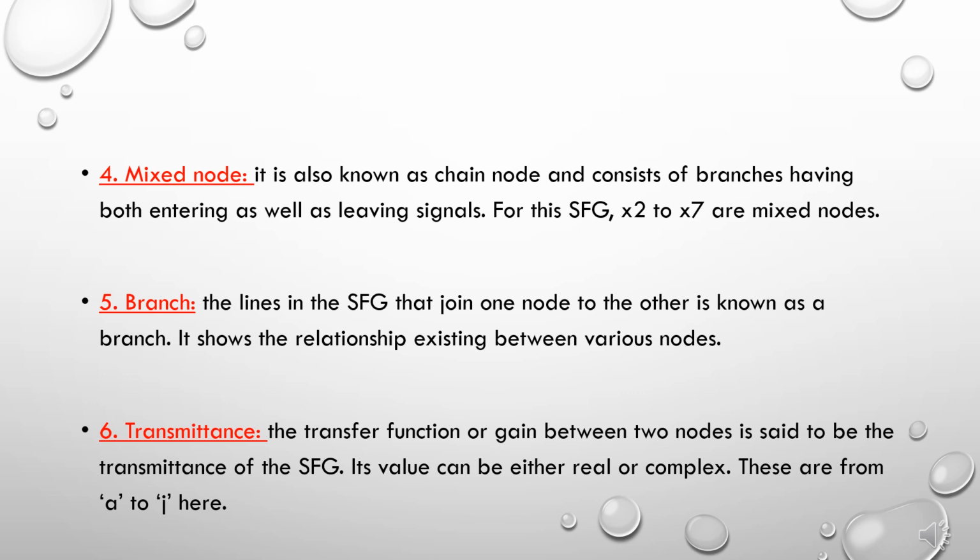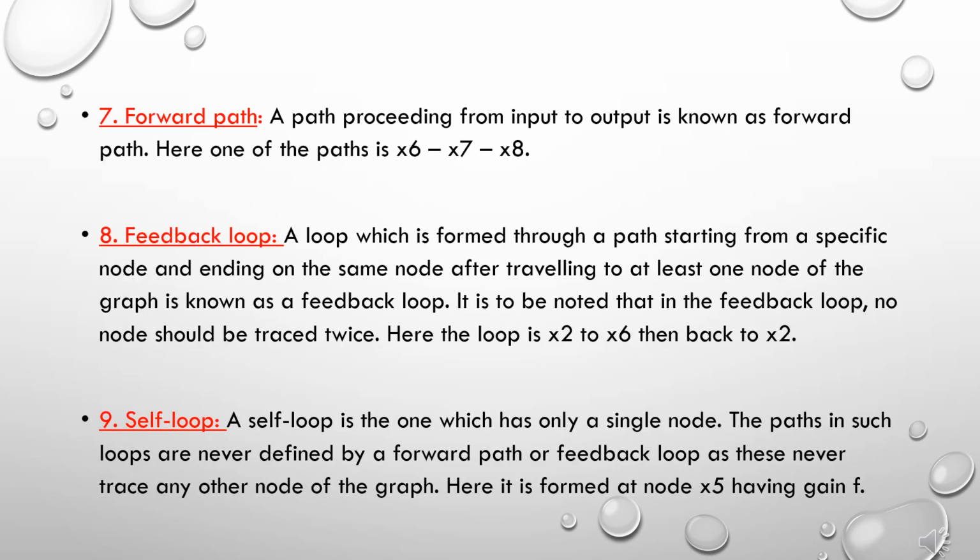Transmittance: the transfer function or gain between two nodes is said to be the transmittance of the signal flow graph. Its value can be either real or complex. Forward path: a path proceeding from input to output is known as a forward path. Feedback loop: a loop which is formed through a path starting from a specific node and ending on the same node after traveling to at least one node of the graph is known as a feedback loop.